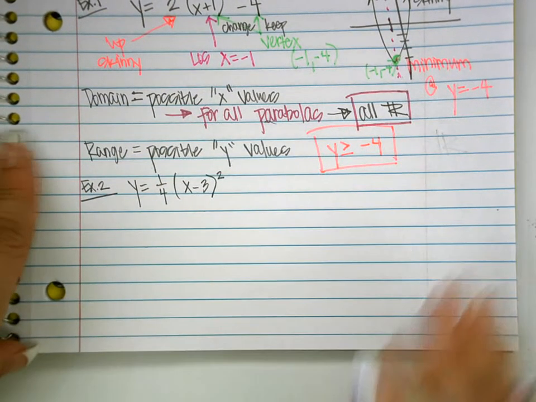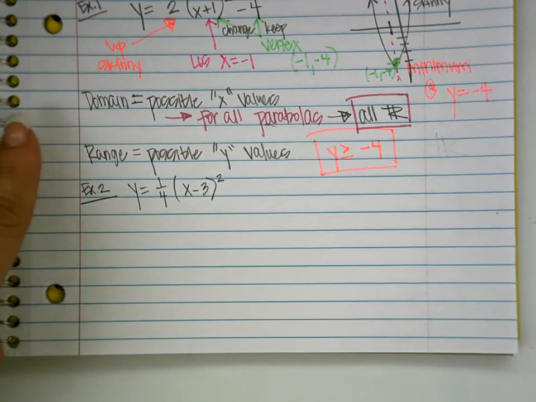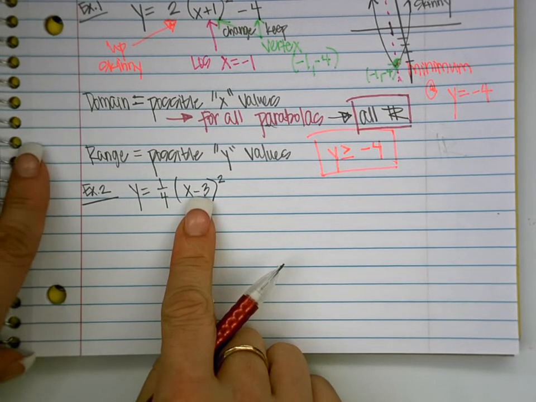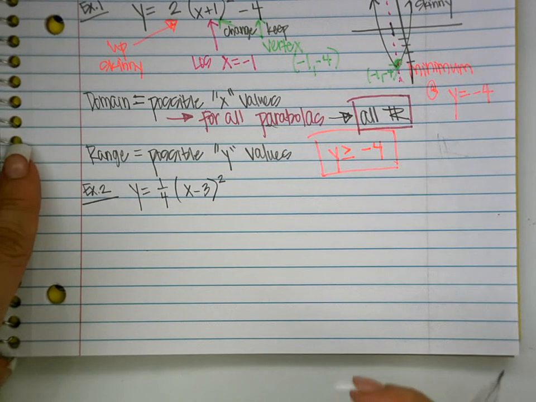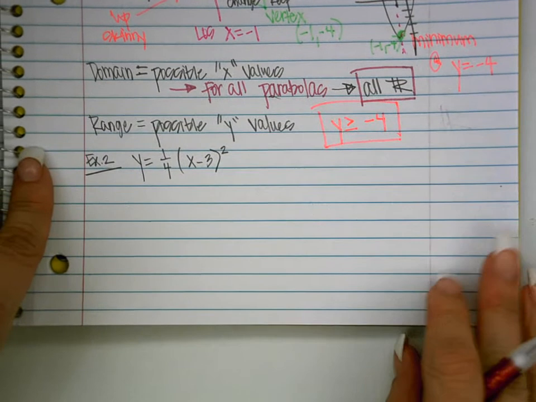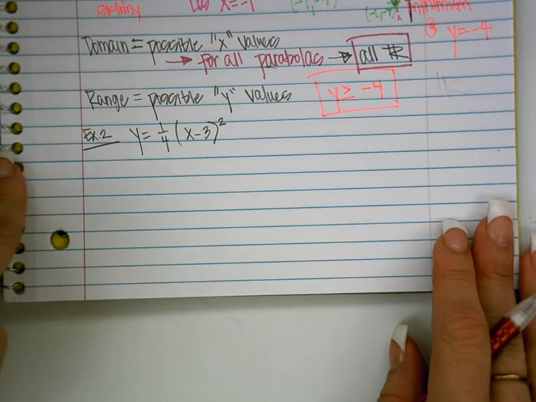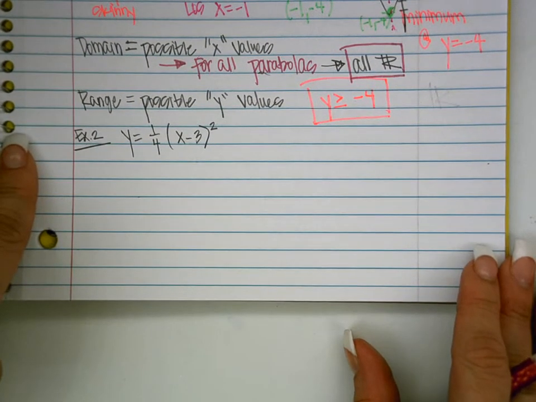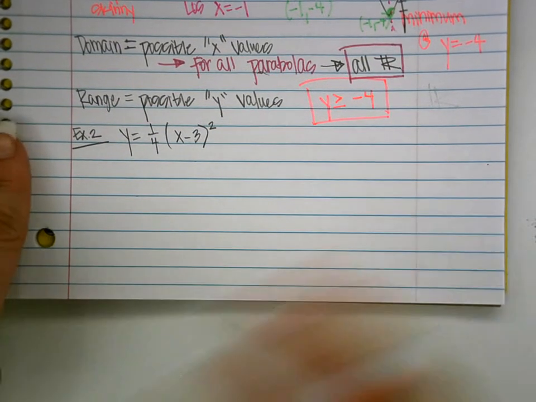Okay, for number 2, again, I want you to graph, label line of symmetry and vertex, and then state the domain and range of the equation y equals 1/4 times x minus 3 quantity squared. Write this down. Y equals 1/4 times x minus 3 quantity squared. I want you to graph, label line of symmetry, label vertex, and then state the domain and range.